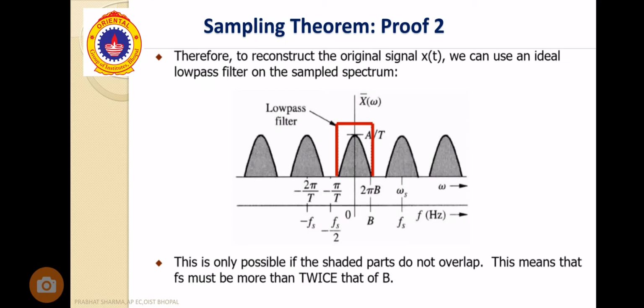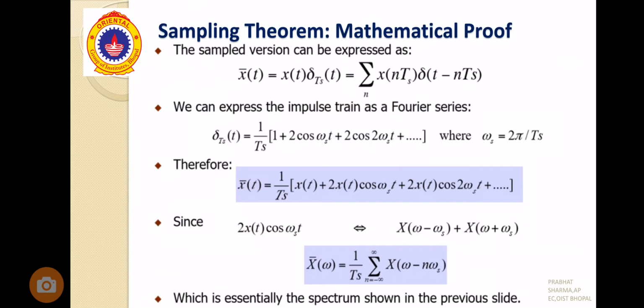This is only possible if the shaded parts don't overlap. That means fs must be more than twice that of b. ठीक है, अगर ये जो हमारा fs है उसकी वैल्यू twice of b से ज़्यादा होना चाहिए.